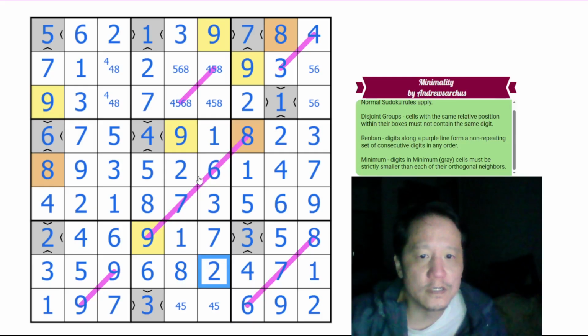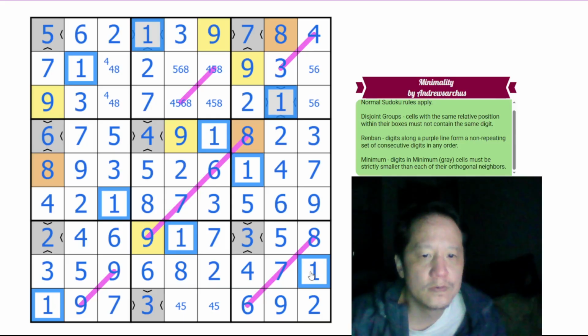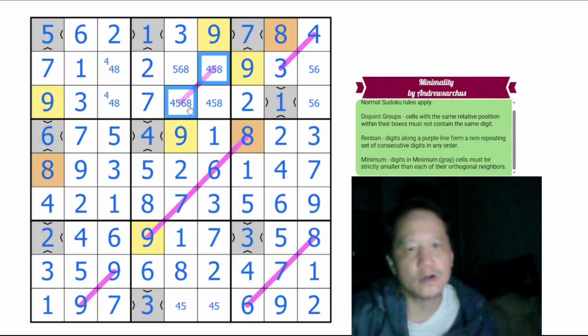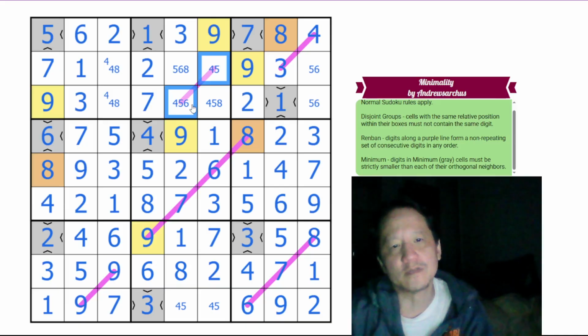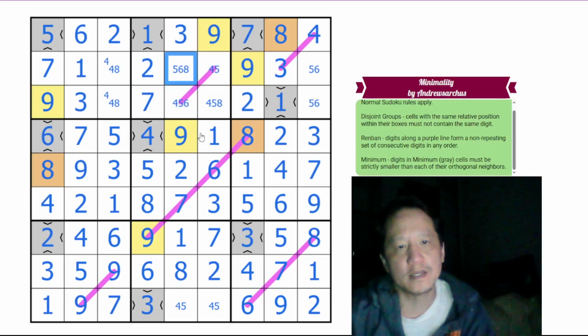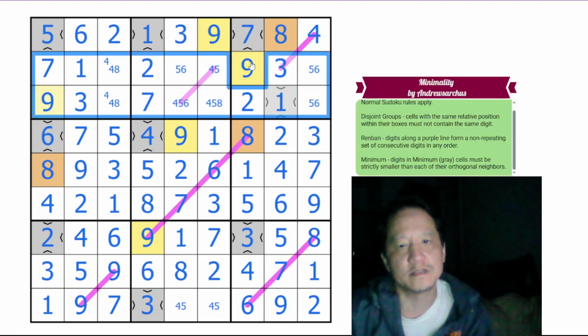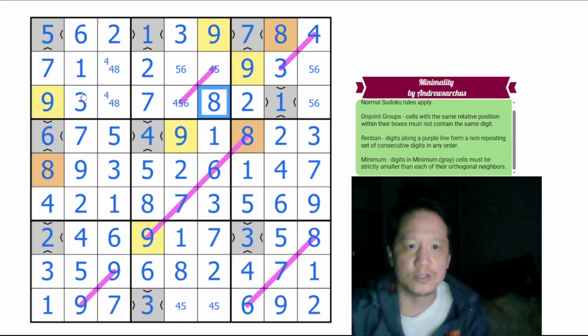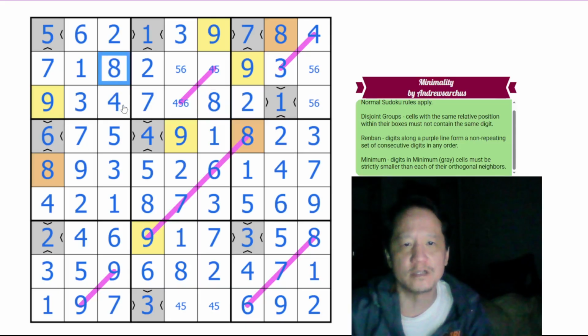Let's see. 8 can no longer be on this Renban because it's only consecutive with 7 or 9. 8 can't be here. Where is 8 in box 2? It has to be here. So this is 8, which makes this 4, which makes that 8.